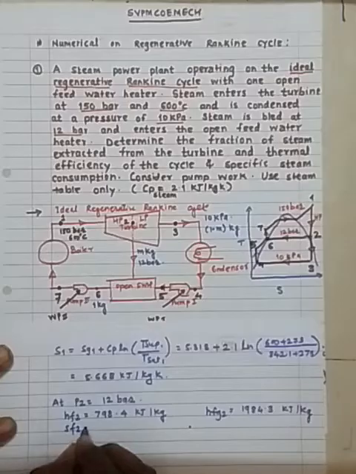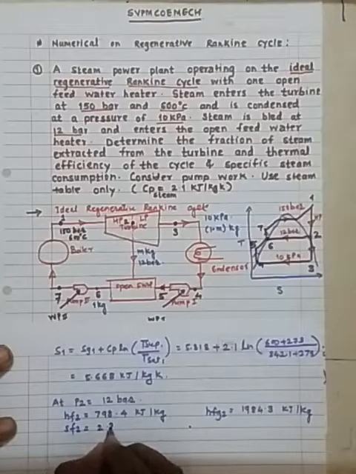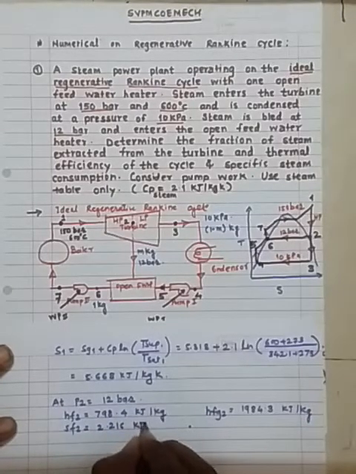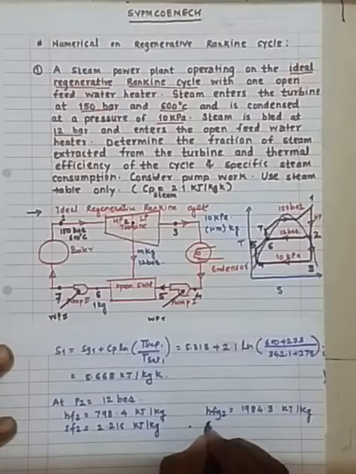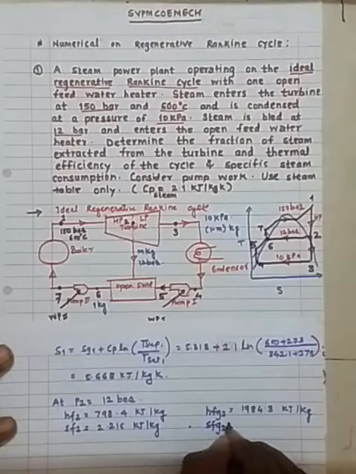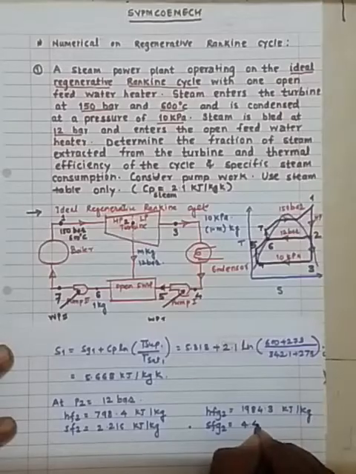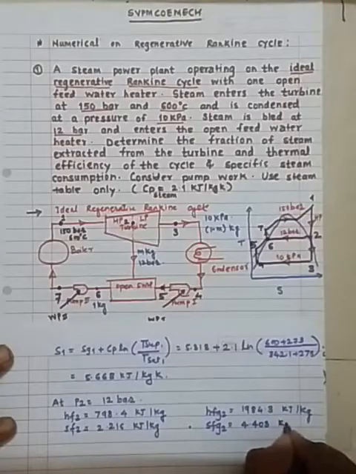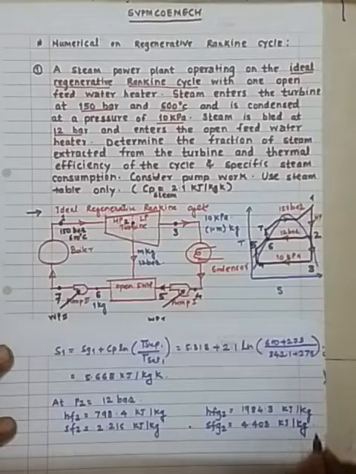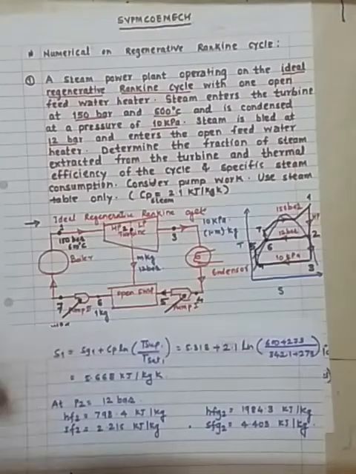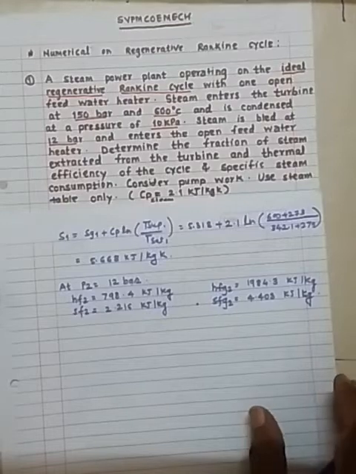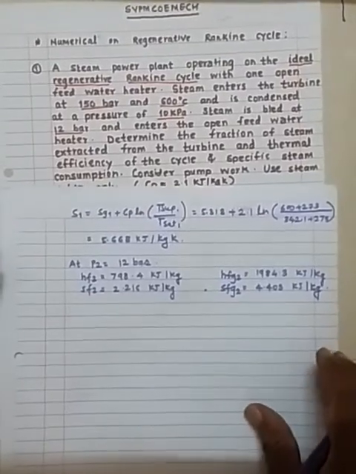SF2 is equal to 2.216 kilojoule per kg K, and SFG2 is equal to 4.403 kilojoule per kg K. Further, I am just listing the properties which we have.